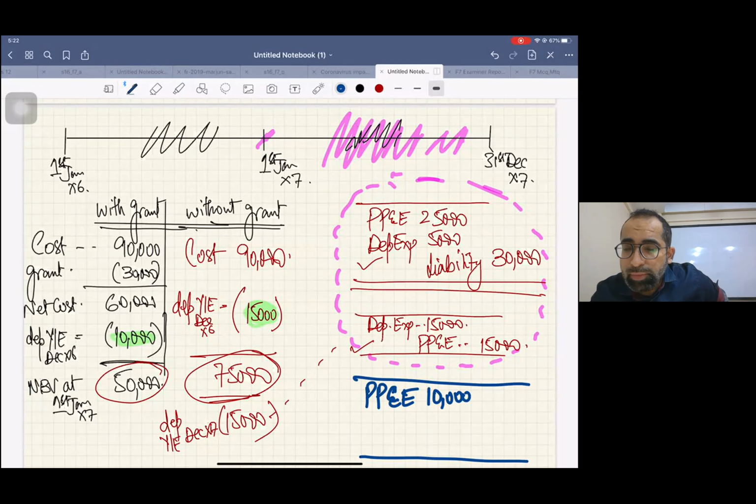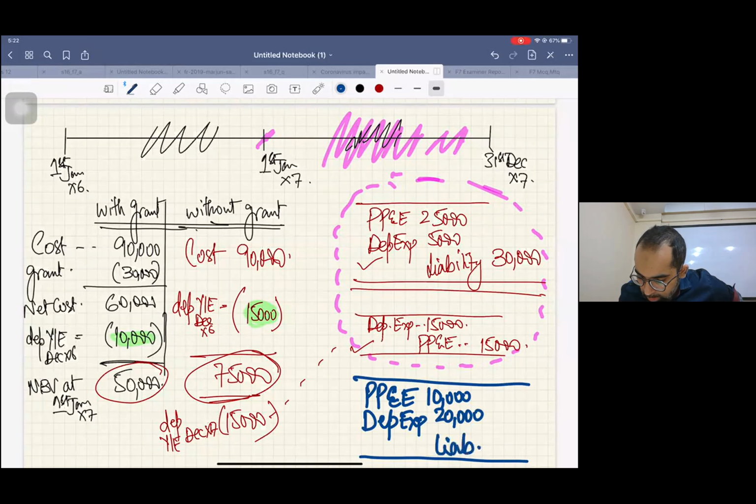So 5 and 15, it's 20. It's 20,000, right? And definitely out of these two entries, there is one thing common, liability, 30,000. This is the answer to your question. That's it, final, done. Question done.